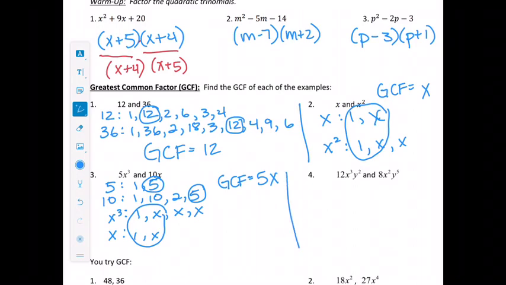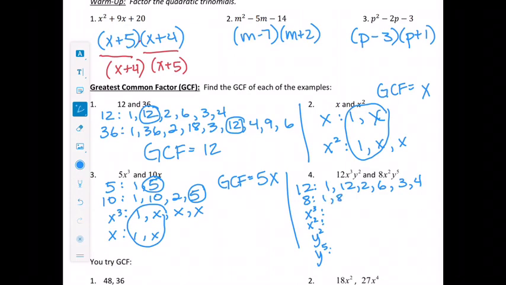All right, number 4. Again, we have a numerical part, the coefficients, and then we have the variables. But not only do we have one variable, we have an x cubed and an x squared, so we have the x part and then the y part. For 12, we already listed those factors up in number 1, so let's just list them again. And 8.